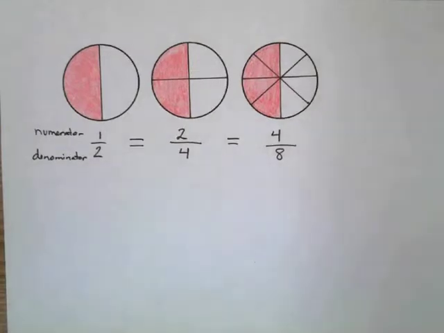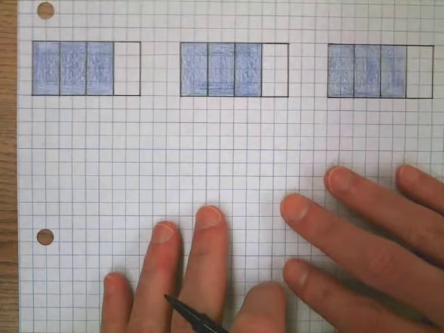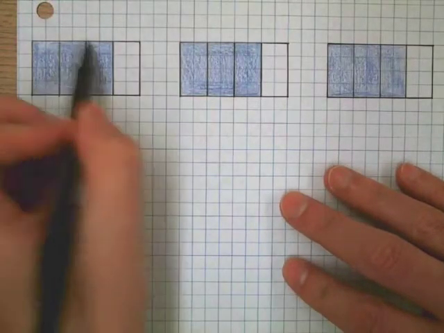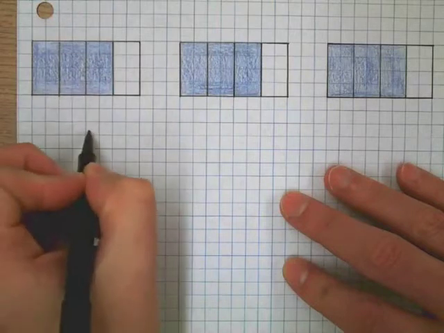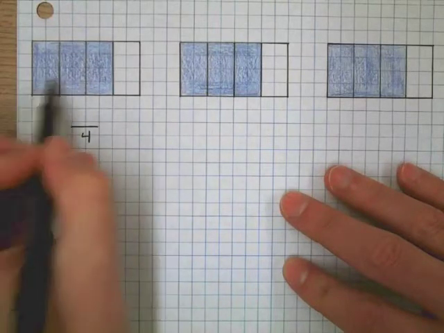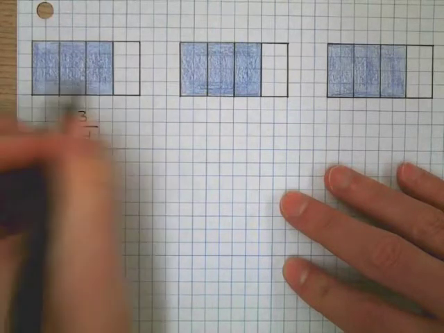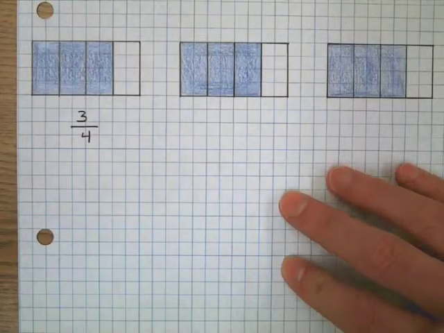We can also look at this if we were looking at rectangles. So let's say we have this shaded in right here. We have a whole, this rectangle, and we have 1, 2, 3, 4 pieces total, and 3 of those are shaded. So this is representing 3/4.